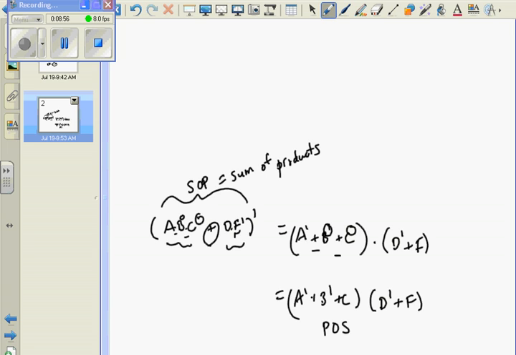Now we have a POS form, or product of sums.